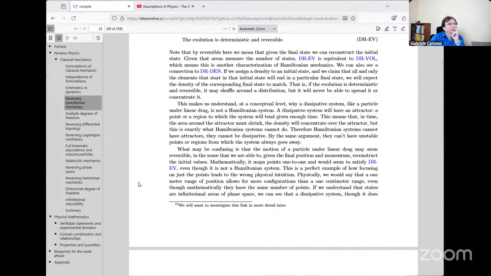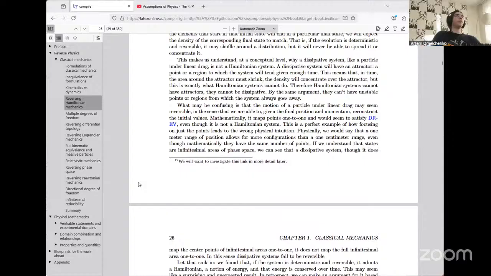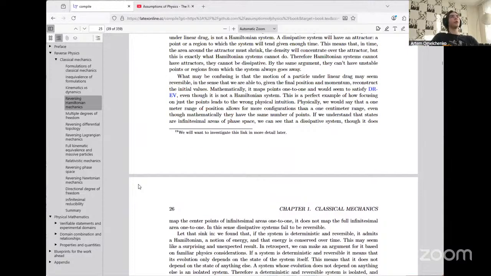Yeah, continue. What may be confusing is that the motion of a particle under linear drag may seem reversible, in the sense that we are able to, given the final position and momentum, reconstruct the initial values. Mathematically, it maps points one-to-one and would seem to satisfy determinism and reversibility, even though it is not a Hamiltonian system. This is a perfect example of how focusing on just the points leads to the wrong physical intuition.